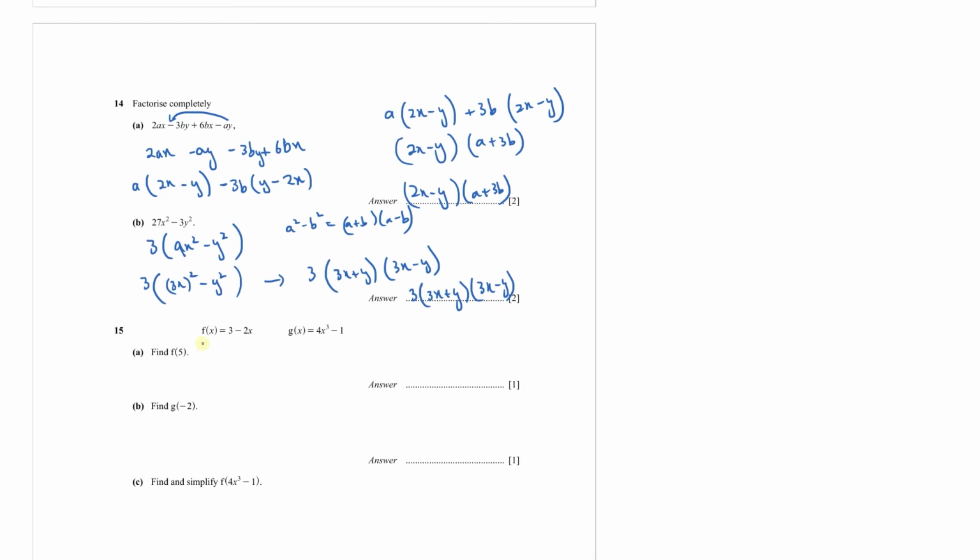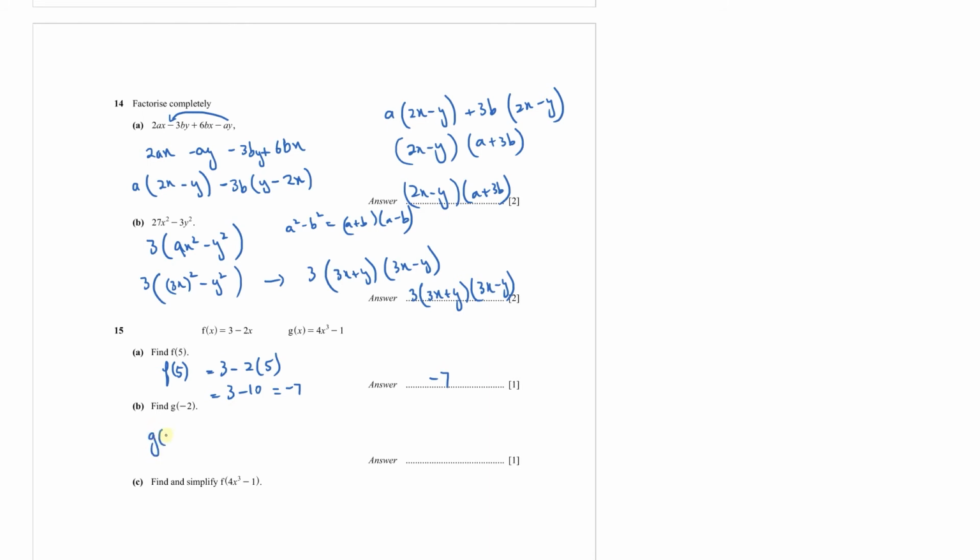The next question is, you're given f of x and g of x. The first part is find f of 5. So to find f of 5, I'll simply substitute 5 in place of x here. So I'll get 3 minus 2 into 5, which is 3 minus 10, which is minus 7.